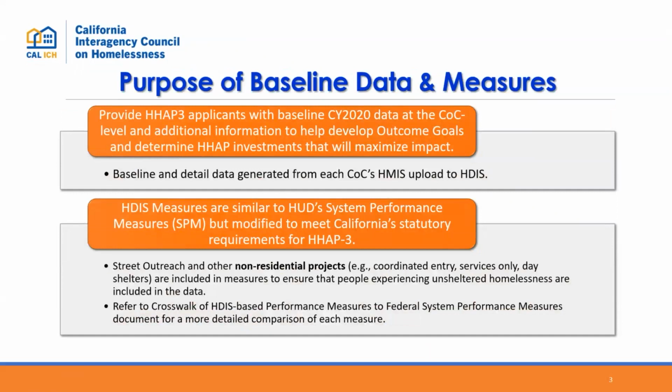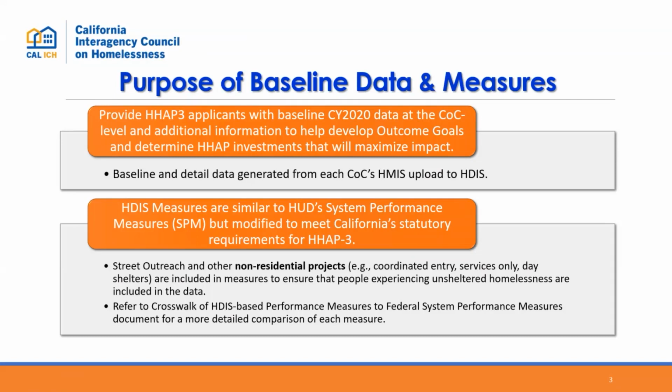The baseline data for outcome goals spreadsheet was created to provide jurisdictions applying for HAP3 funding baseline and detailed data to use when setting their outcome goals in their local homelessness action plans, which are required as part of the HAP3 application. Each applicant must set 6 outcome goals related to addressing and reducing homelessness in their community, as well as trackable goals on achieving these outcomes for populations that are disproportionately impacted by homelessness in the local community.